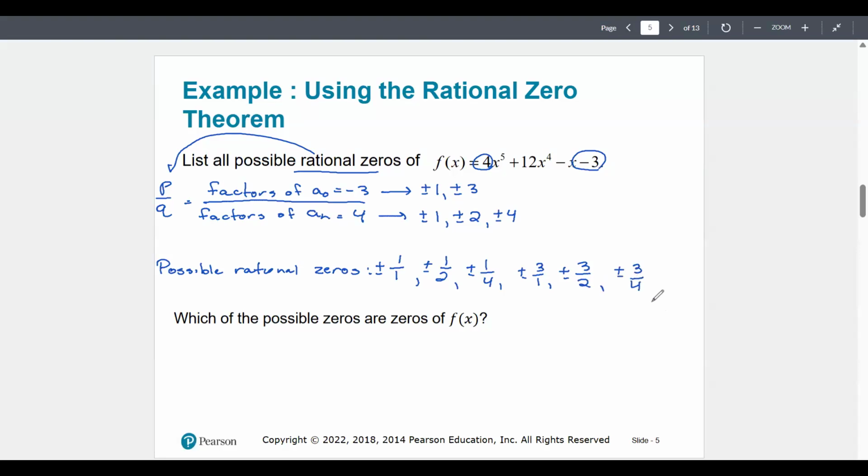So if you want to make this a little easier, my possible zeros are going to be, we'll write this in red, everything we need to check: plus or minus 1, plus or minus 1/2, plus or minus 1/4, plus or minus 3, plus or minus 3/2, and plus or minus 3/4.